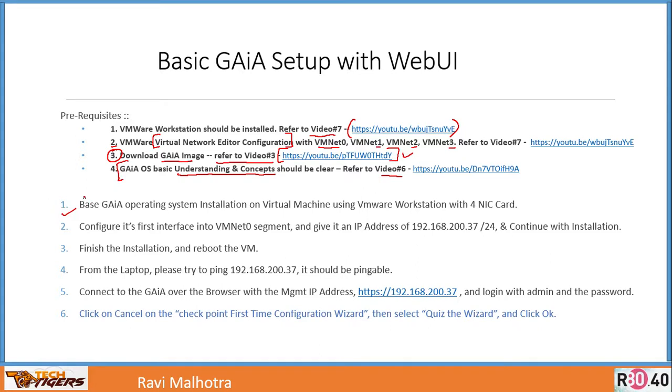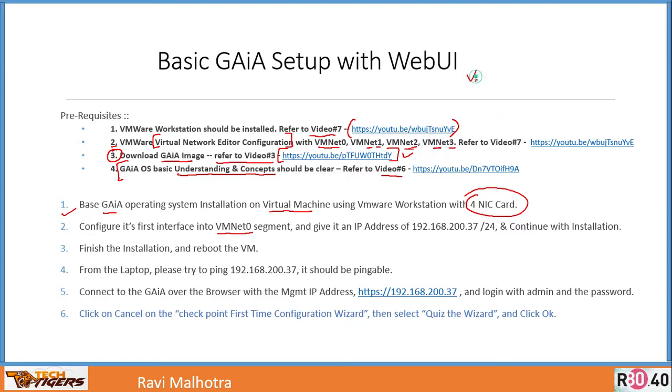This is going to be a real live lab. Whatever I have written, I will do it in front of you. We have to configure the GAiA operating system, create it on a virtual machine, and I have to create 4 NIC cards. That's important, guys. I will configure its first interface into VMnet 0. Remember that VMnet 0 is my management. If you try to recall, VMnet 0 is my management, VMnet 1 is my internet, VMnet 2 is my LAN, VMnet 3 is my DMZ.